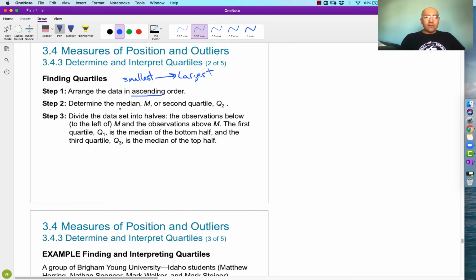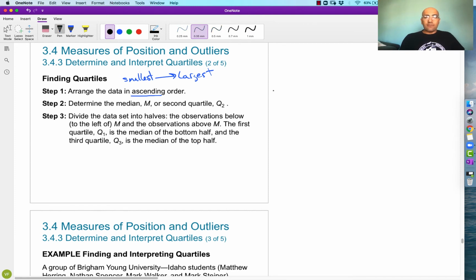We're going to determine the median, M. We already know how to do that. We have rules for that. Is it an even number of values? Is it an odd number of values? Remember, there were two separate rules for that. So figure out where the median is, also known as Q sub 2. We divide the data set into two halves, the observations below, to the left of the median, and the observations above. So then the first quartile, Q1, is the median of the bottom half, and the third quartile, Q sub 3, is the median of the top half, right?